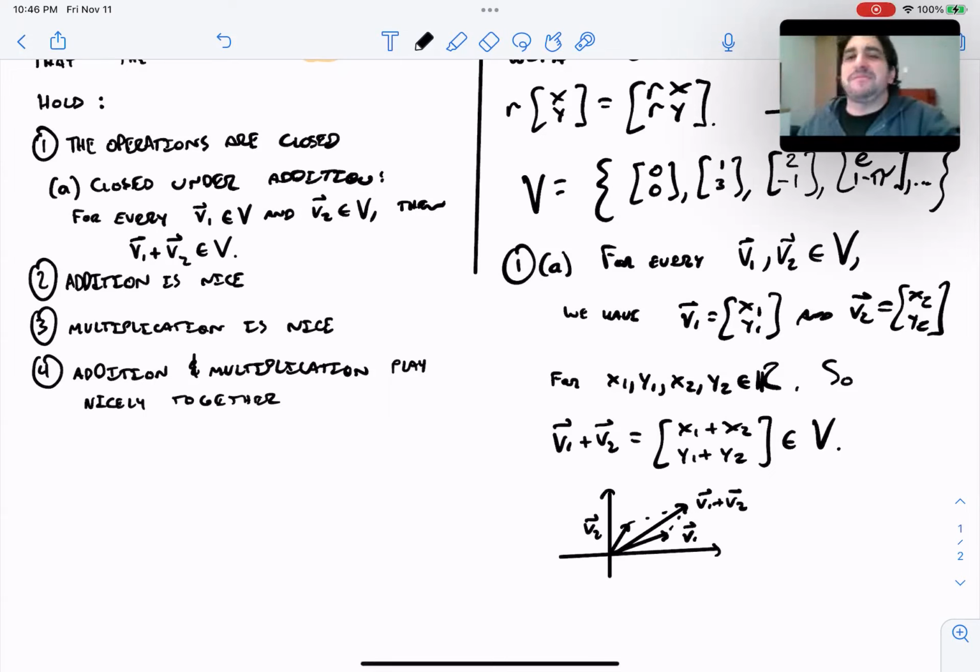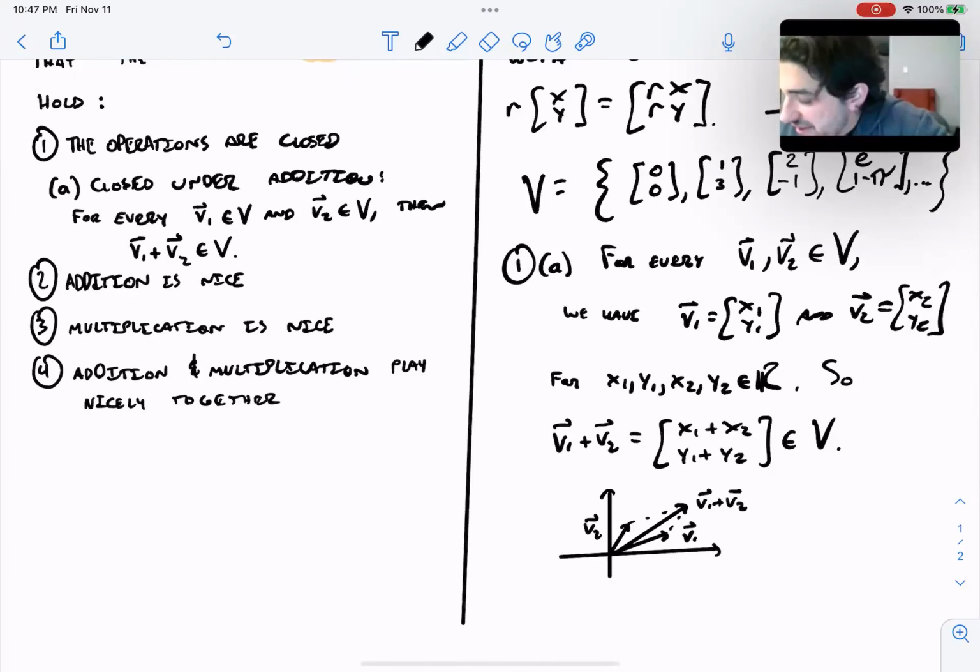What would it mean to not be closed? Say cross product. If you take 2 vectors in the xy plane and you take their cross product, you don't get another vector in the xy plane. You get a vector that has a z component. So V would not be closed under cross product. It is closed under addition, and that's what we're seeing here. Okay, so there's closure of addition.